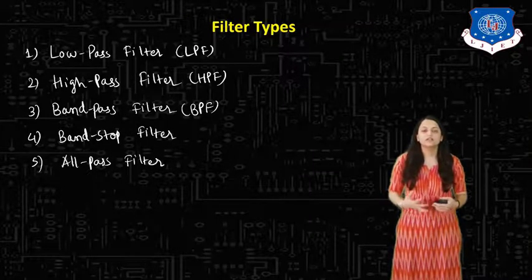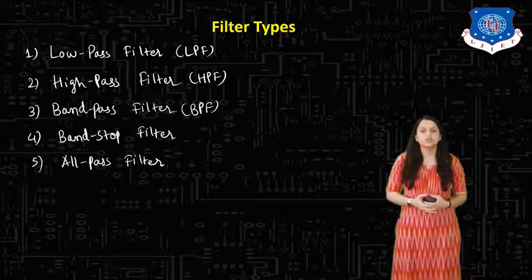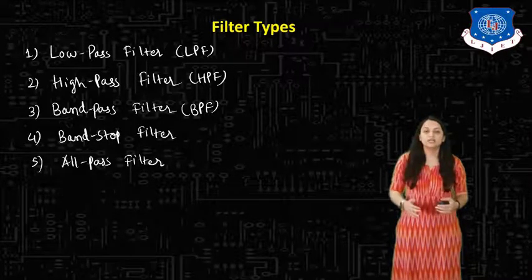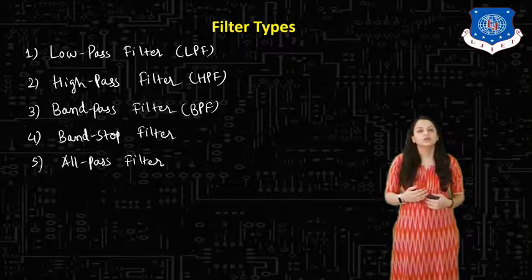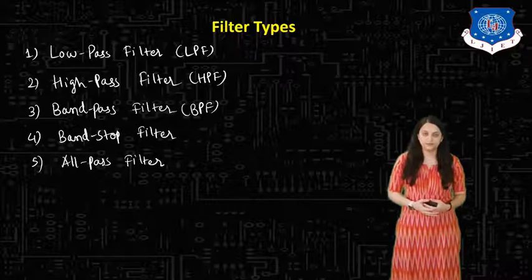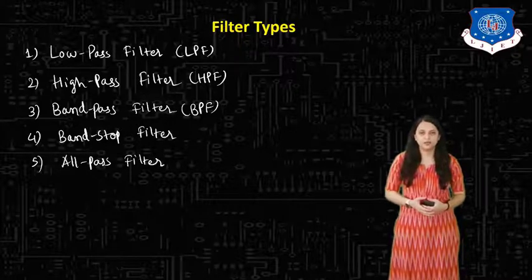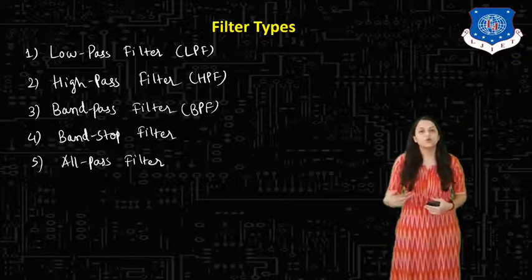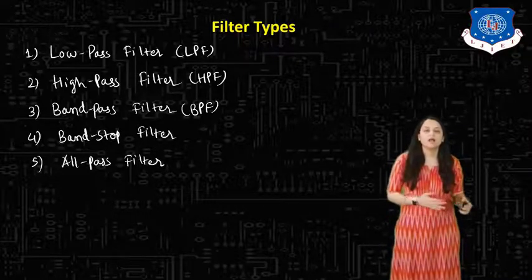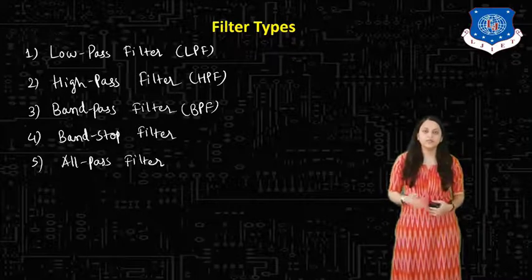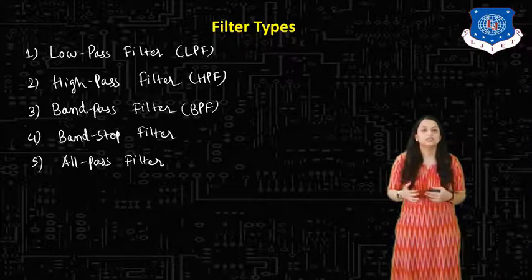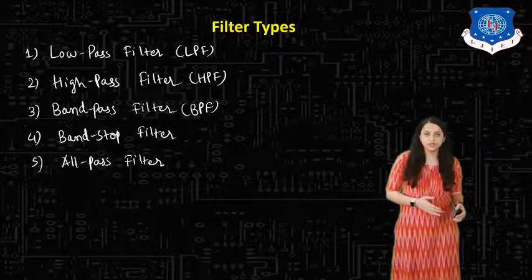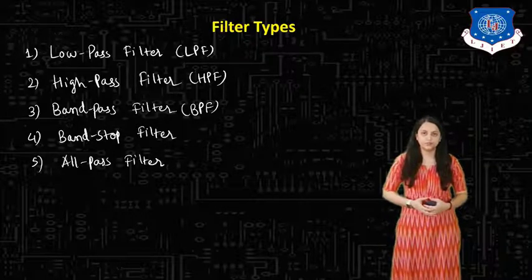Now let us see different filter types. There are basically 5 filter types that we can classify in general. There are also some other filters available. First filter type is LPF, which is low pass filter. As the name suggests, it allows the low frequency components to pass and blocks the high frequency components. Second one is HPF, that is high pass filter. This allows high frequency components to pass and blocks the low frequency components.